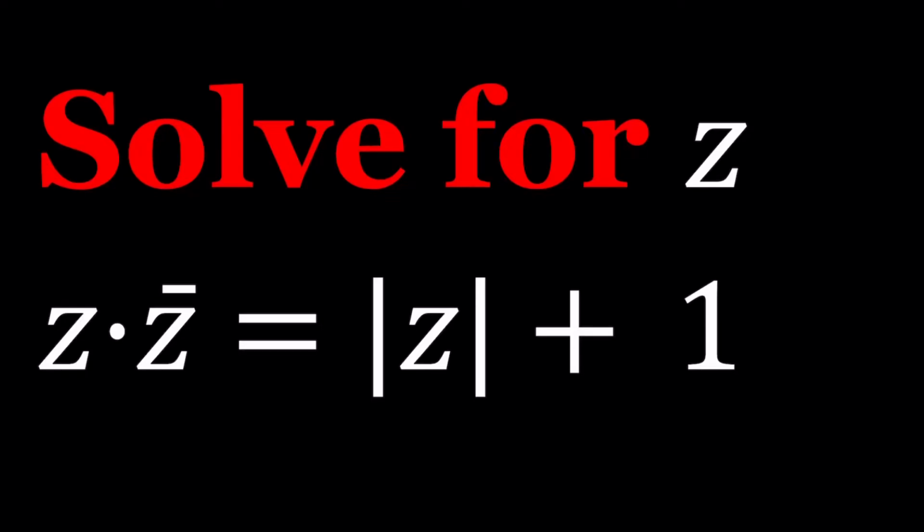This channel is all about complex numbers, and in this video we're going to be solving an equation with z, z bar, and the absolute value of z. So we got everything except for the argument, but that's going to come up soon. So anyways, we have this equation z times z bar equals the absolute value of z plus 1, and we're supposed to solve for z.